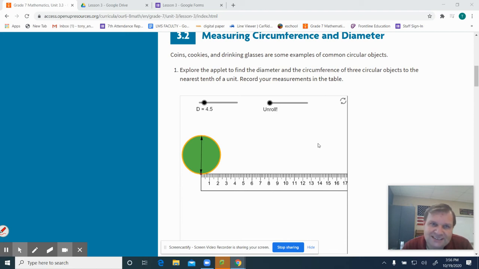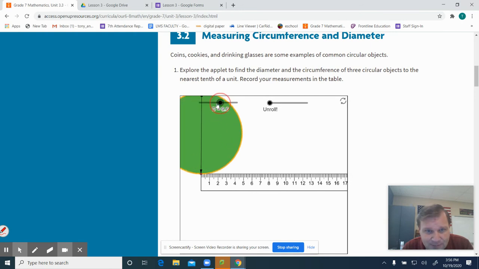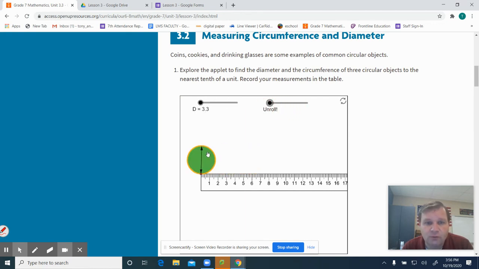Hey everybody, let's take a second and look at 3.2, measuring circumference and diameter. If you notice here, we have this little thing, and I put this in the form also for you to play around. We can adjust the diameter, which is the distance across the center from side to side, to several lengths, and we see the circle grow. We can also unroll that just to get a measurement of what the circumference is, which is the distance around this circle. So let's start with 3.